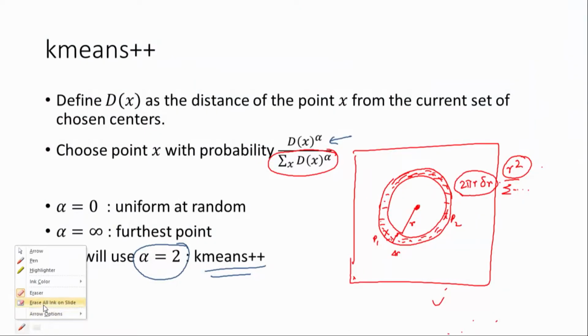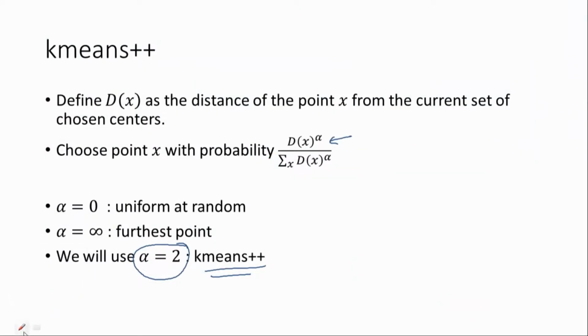Which means that if the points lie uniformly on the grid, this behaves more like the farthest point, which is the right thing to do because the points are uniform. If you have created a center here, you might as well create a center far off. Okay, so that makes sense. This is a very simple case, but it's useful to get our intuition.